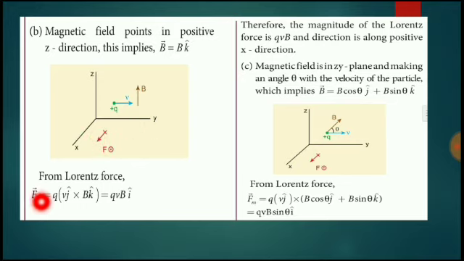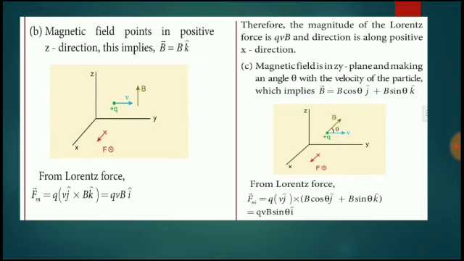Therefore, Fm is equal to q into v j cap cross B k cap, because the magnetic field is along the z direction now. That gives qvB into i cap, because j cap cross k cap gives i cap. From this, the magnitude of the Lorentz force is qvB and the direction is along the x direction.